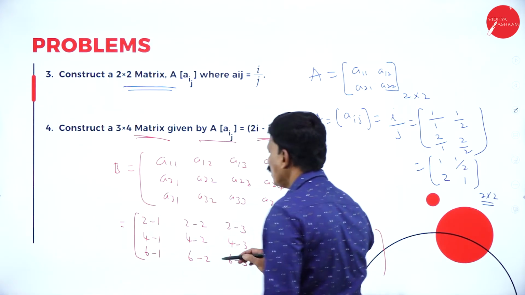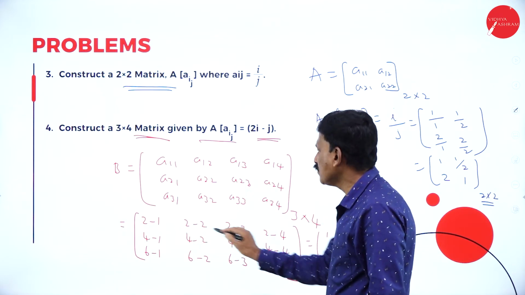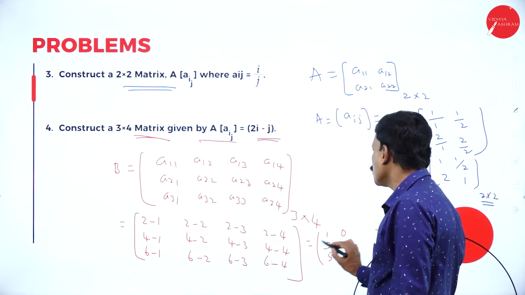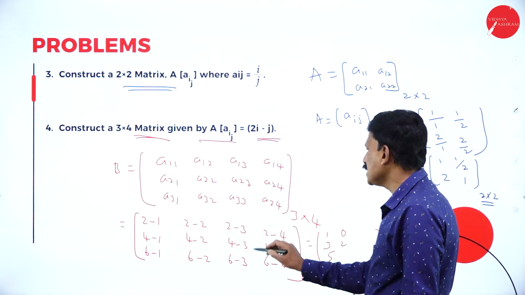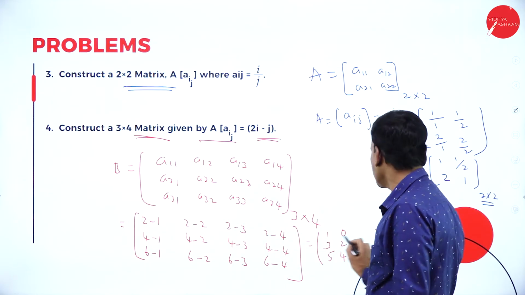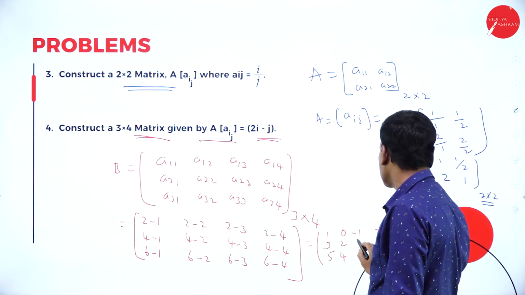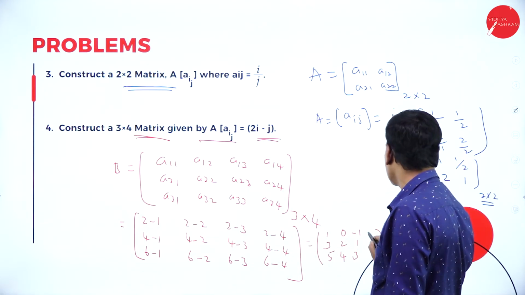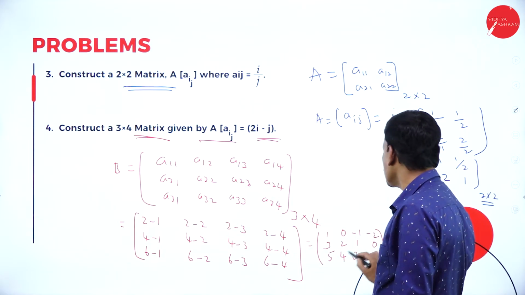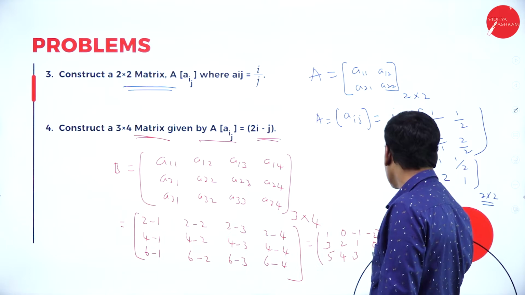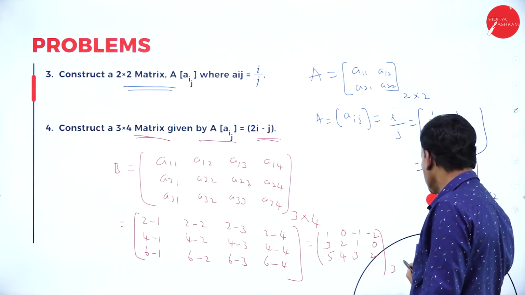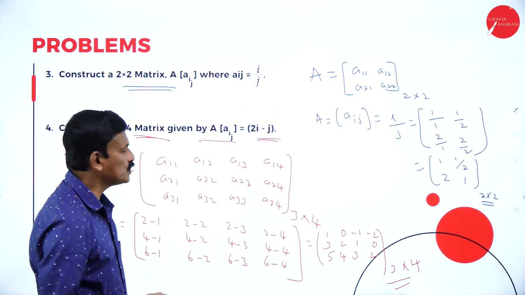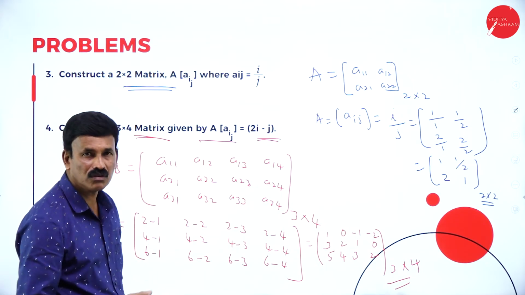So therefore simplify this. 2 minus 1 is 1, 4 minus 1 is 3, 6 minus 1 is 5, again 2 minus 2 is 0, 4 minus 2 is 2, 6 minus 2 is 4, 2 minus 3 is minus 1, 4 minus 3 is 1, 6 minus 3 is equal to 3, 2 minus 4 is minus 2, 4 minus 4 is 0, 6 minus 4 is equal to 2. So this is a matrix of order 3 rows and 4 columns. That's it. Hope you followed. So this is how we are going to construct a matrix of given order.